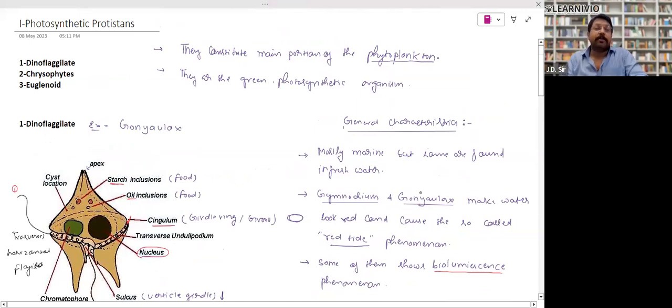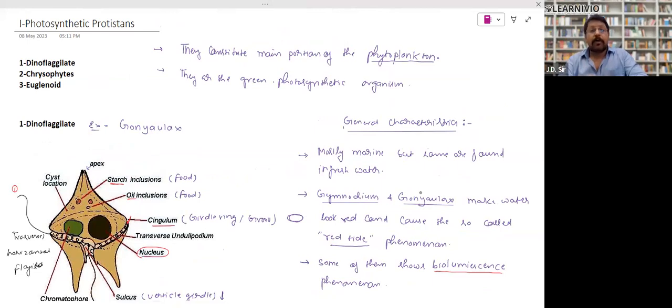Their body has a red pigment, right? Means basically they appear red. So when they are found in abundant amounts, you cannot see them with the naked eye, but you will find that the water looks red in color. Water appears red. So you won't be able to see these organisms, but you will think that the water is red. This is called red tide effect or red tide phenomenon.